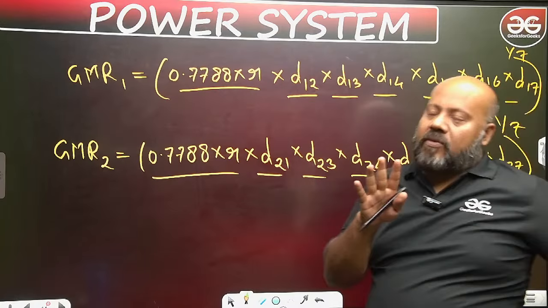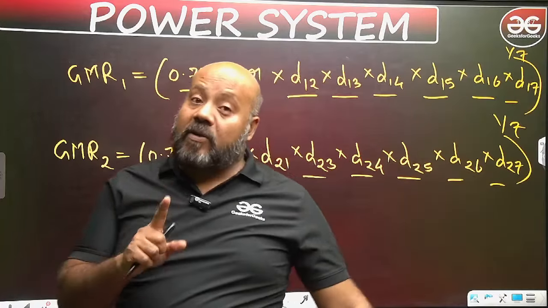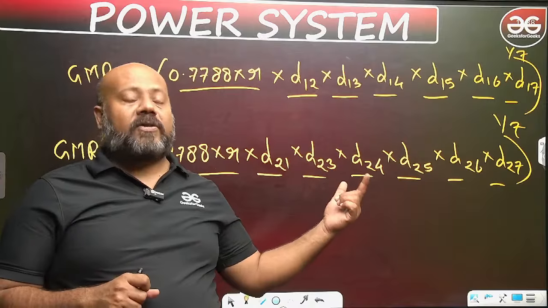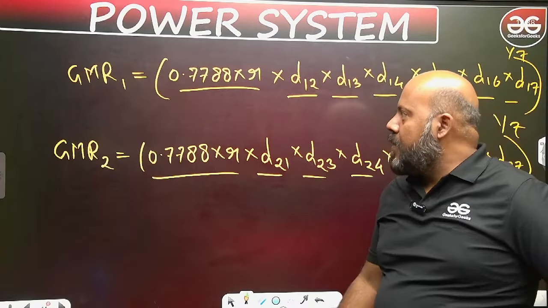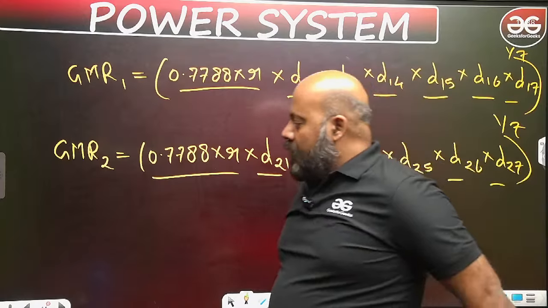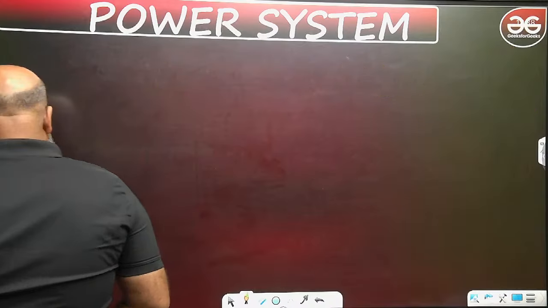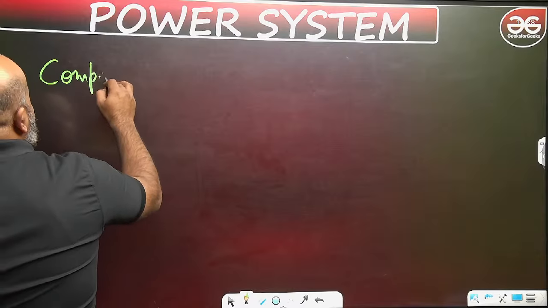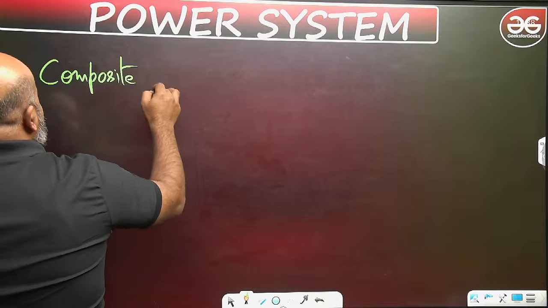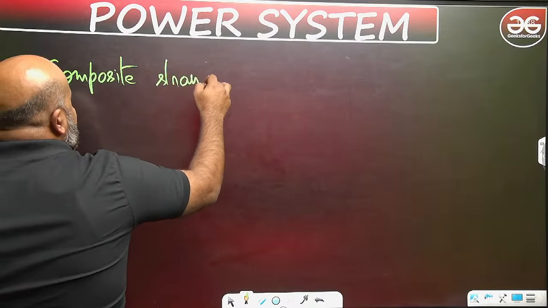Last year, maybe 2023 or 2024, they asked one question on calculating the GMR for a stranded conductor, but there was a small trick. What was that trick? I will tell you. When we talk about the stranded conductor, you may have a composite stranded conductor.